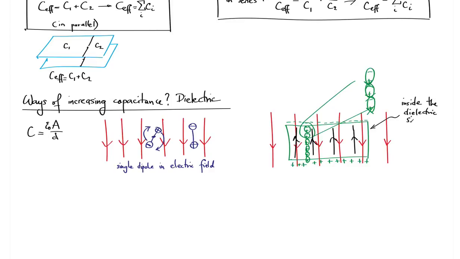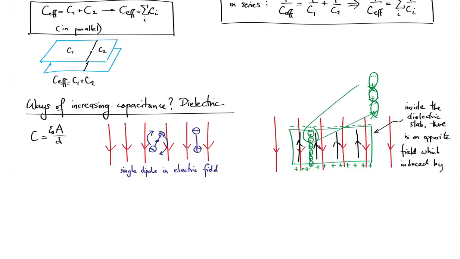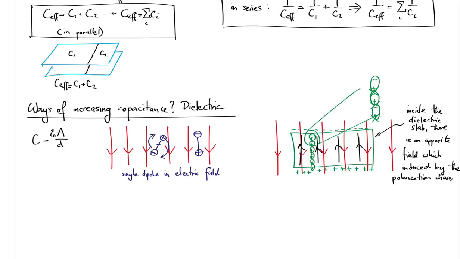I'll call it a slab. There is an opposite field which is induced by the polarization charge on the surfaces.